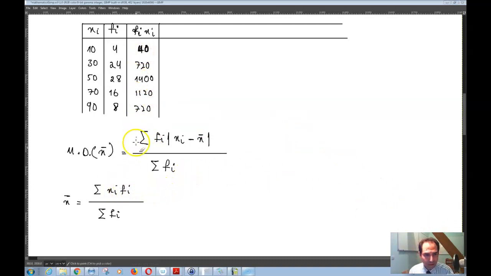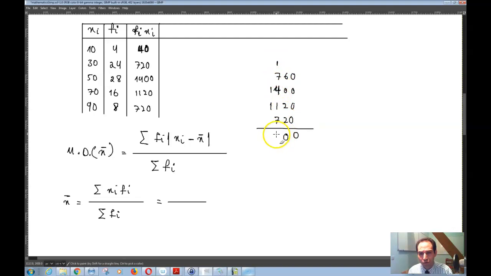And so sigma x sub i f sub i is all of these numbers added together, which is 40, 720, 1400, 1120, and 720. Adding them up, you get 4000 over sigma f sub i.